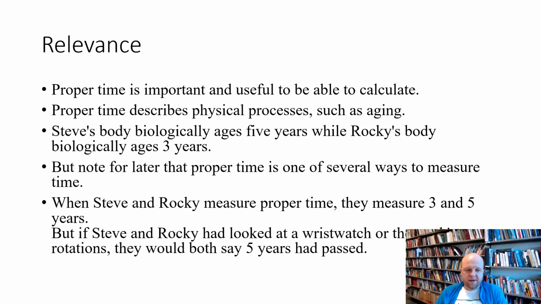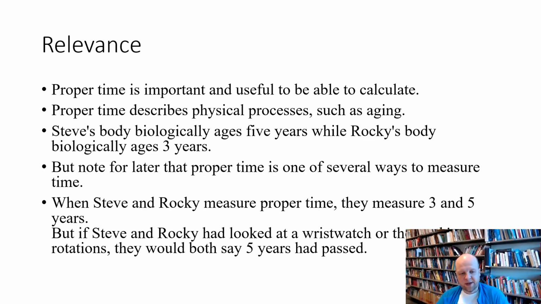So, for instance, if Steve and Rocky both had gone to a gas station and bought a wristwatch that they were looking at in this period, both of them would have measured that it took 5 years, because when you measure proper time, it's in a reference frame that just has this even motion all the time, whereas if you have a clock on your wristwatch on your arm, you will move it in different directions, etc. It won't be this one frame of reference.